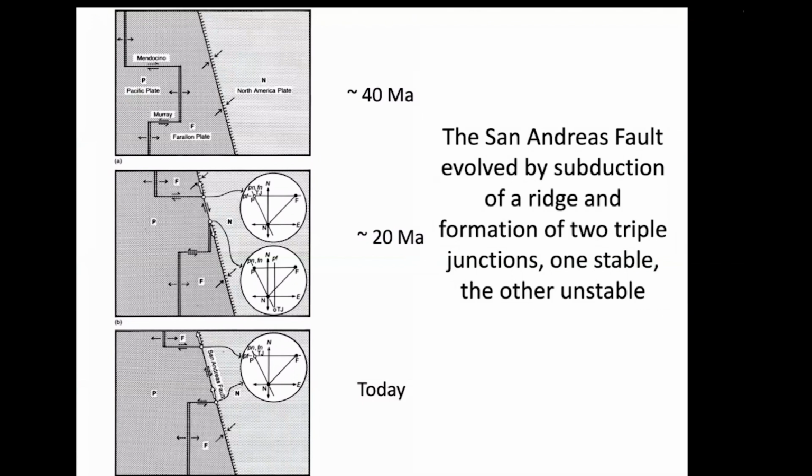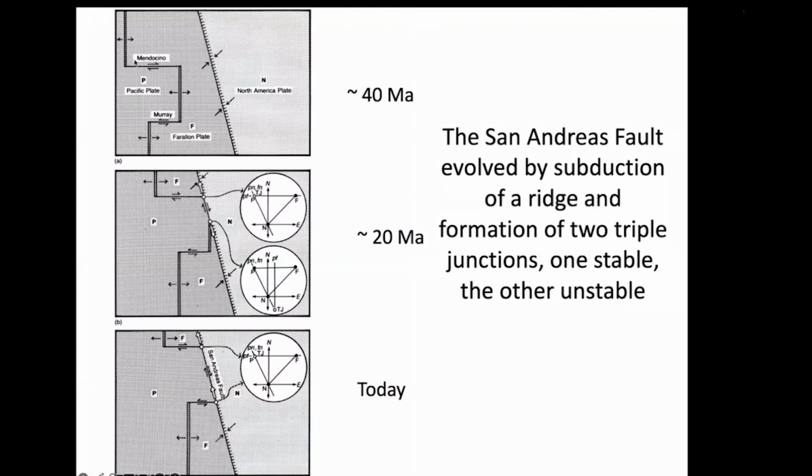So here we're looking at the plate configuration at 40 million years ago. What we've got here is the North American plate. There's a subduction zone. There's lots of evidence for this in the Sierra Nevada batholith and Mesozoic igneous rocks of Western North America. And it's subducting the Farallon plate. And the Farallon plate is separated from the Pacific plate by a spreading ridge.